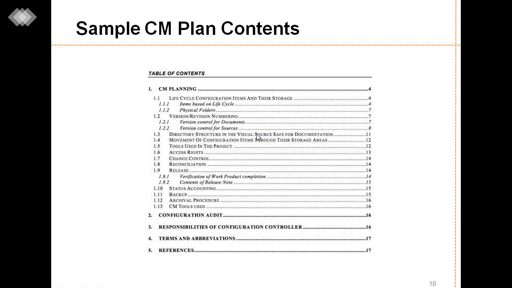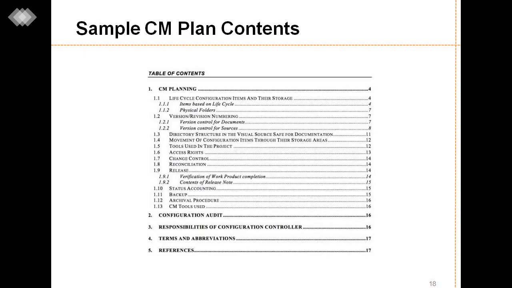Now here are some samples of CM plan contents, which include some life cycle related to their CM, which include item based or physical folders. Here are some version and revision numbers, which are based on their documentation of versions and sources of the versions. Some directory structures in Visual Source Safe for documentation. Some movement of configuration items through their storage areas. Tools used in the project.